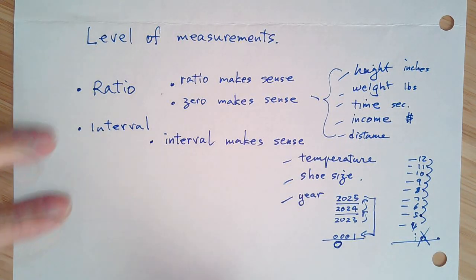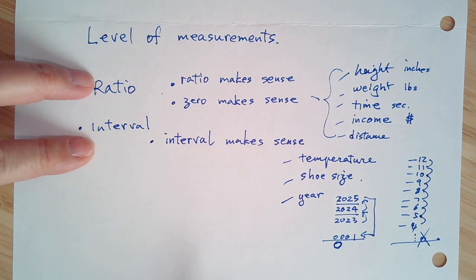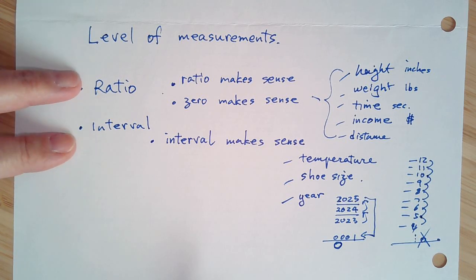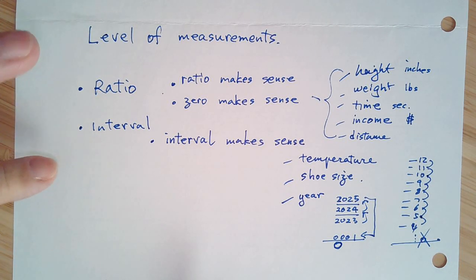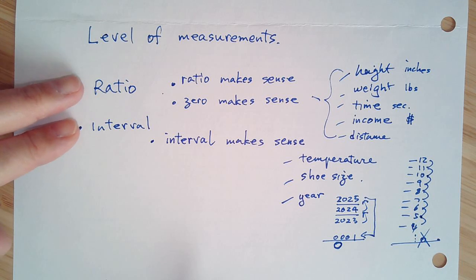All right, now these two talk about the levels of measurements in quantitative data. All right, so if you see the numbers comes with the unit and you can identify, oh, those are quantitative data, and then how do you determine whether it's a ratio or an interval?